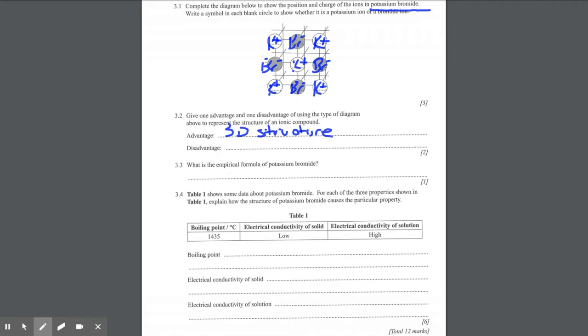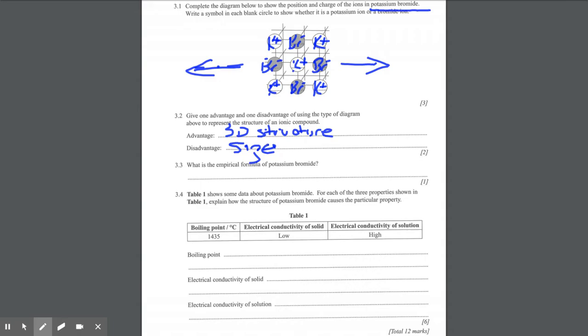It shows the extension of the structure and gives some idea that this structure is going to carry on theoretically indefinitely. The disadvantage, again, is how we've drawn the diagram, but there's no reference to size. We're not aware from this diagram whether a potassium ion is bigger than a bromide ion or vice versa, and it's quite likely that they're not very similar sizes in this situation, so we're not aware of those.